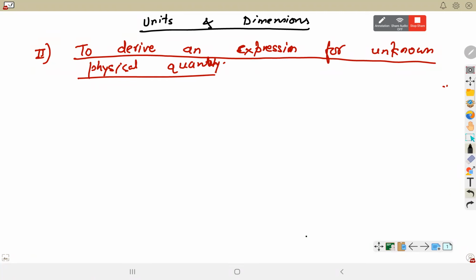Is there any doubt? I can take a few more examples, but this case is clear, Rishad. Yes, sir, it's clear. Dimensions in deriving the expression of any quantity. Okay, mostly we did. Okay, let's do one.